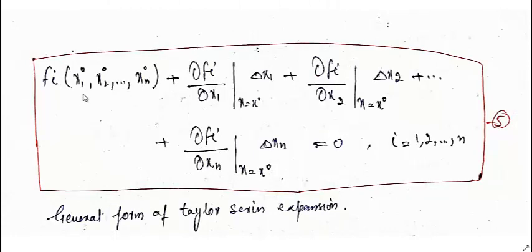Fi is equal to f(x1 naught, x2 naught, up to xn naught) plus del fi by del x1 calculated at x naught times delta x1 plus del fi by del x2 calculated at x naught times delta x2, up to del fi by del xn calculated at x naught times delta xn, equal to 0. When we vary i, we'll get all the equations. i varies from 1 to n.